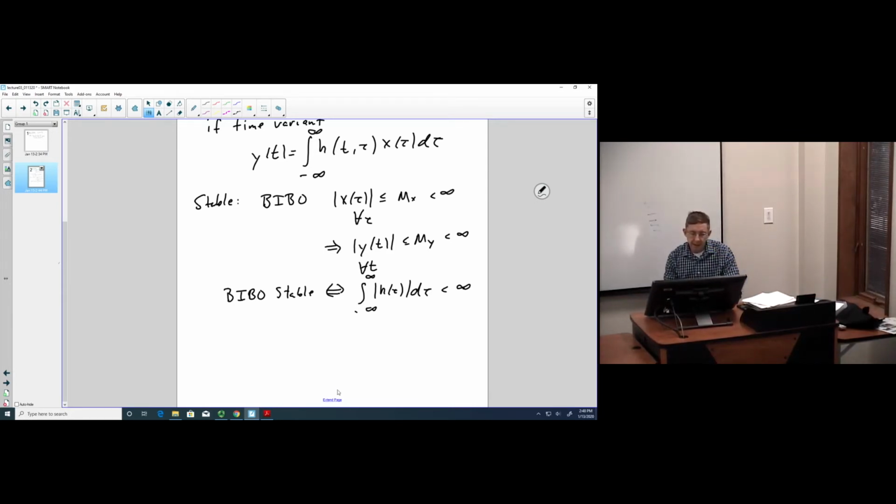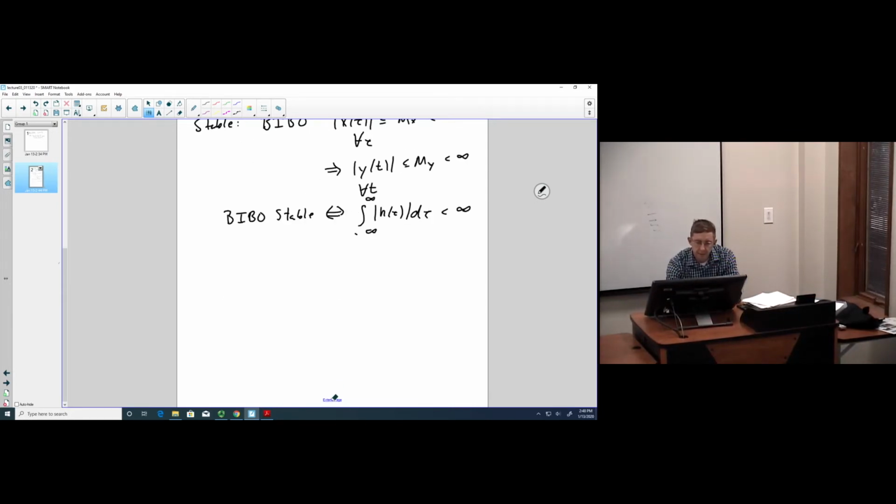If I am time varying, this integral looks a little bit different. You have to write it like this: minus infinity to infinity, h of t comma tau, take the magnitude, d tau, it has to be less than infinity for all t. So pick a t, do the integral. Pick another t, do the integral. If this is true for all t, then this time varying system is also BIBO stable.